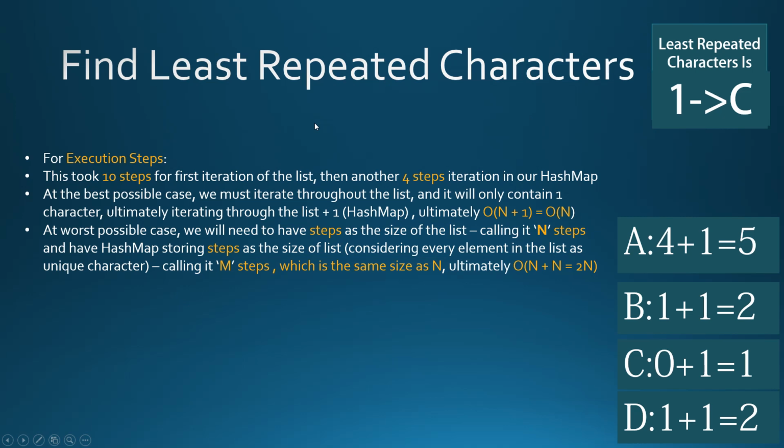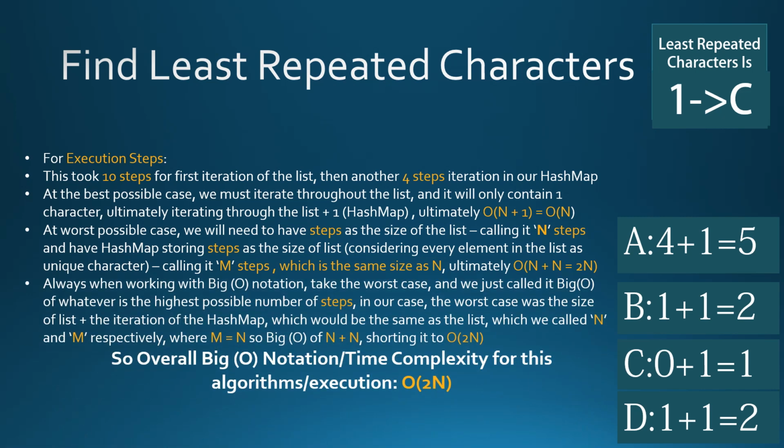So basically now, in terms of big O notation, we're taking the worst case, whatever is the highest possible number of steps. In our case, it's going to be n plus n, shortening it to O of 2n. So overall, the big O notation, or what you can call the time complexity for this algorithm, for that execution, is going to be O of 2n. That's for execution steps, that's for time complexity.